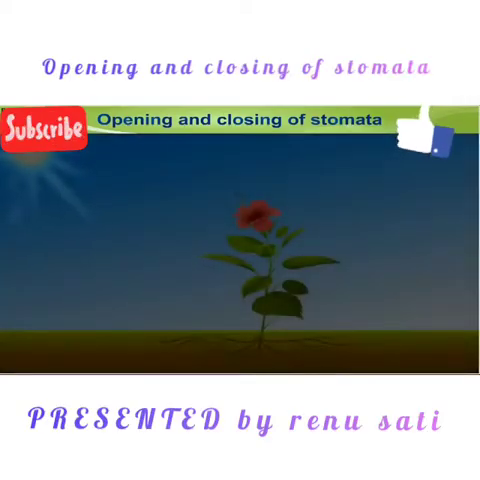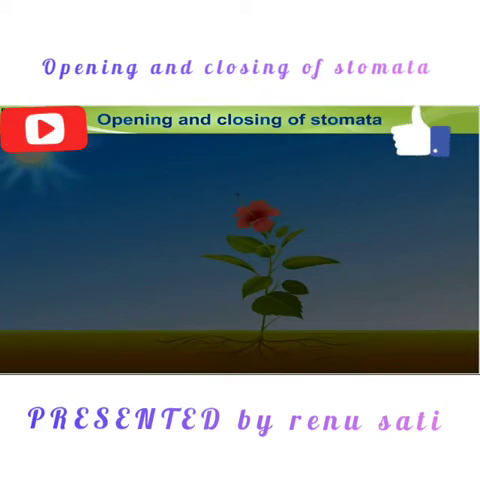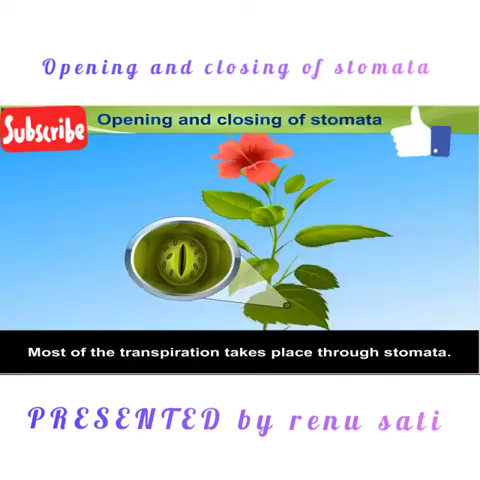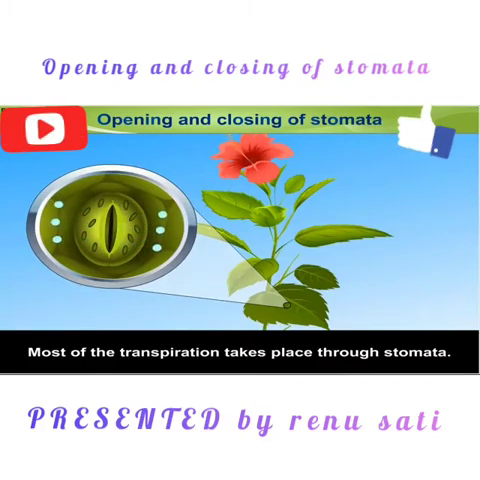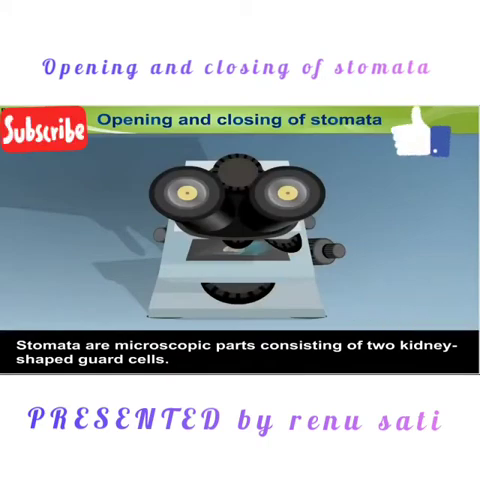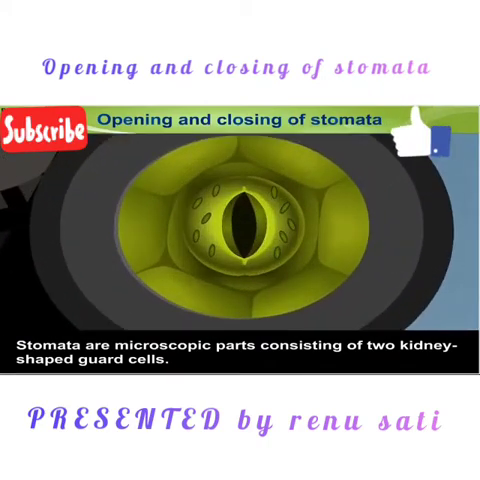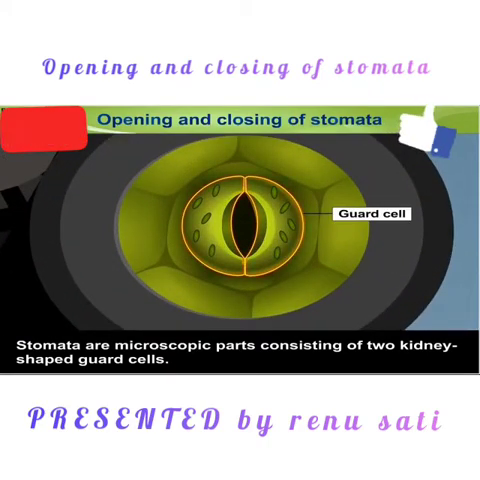Hello class, today's topic is opening and closing of the stomata. Stomata are present on the green leafy structures that are called leaves. The opening and closing of the stomata causes exchange of the gases and the process of transpiration.